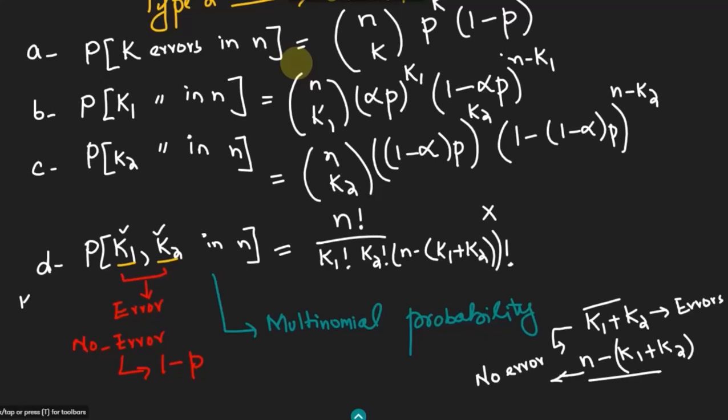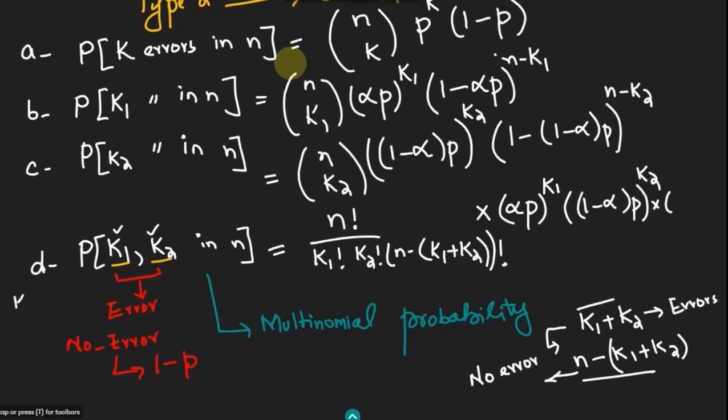So the probability of k1 is how much? That is alpha p, and writing the power of it k1. Similarly, the probability of k2 is 1 minus alpha with p, and the power of it is k2. And similarly, the probability of no error, as we previously found out, is how much? Let me write it here. That would be 1 minus p, and the power of it will be n minus k1 plus k2. Okay, so this will be the power of it.